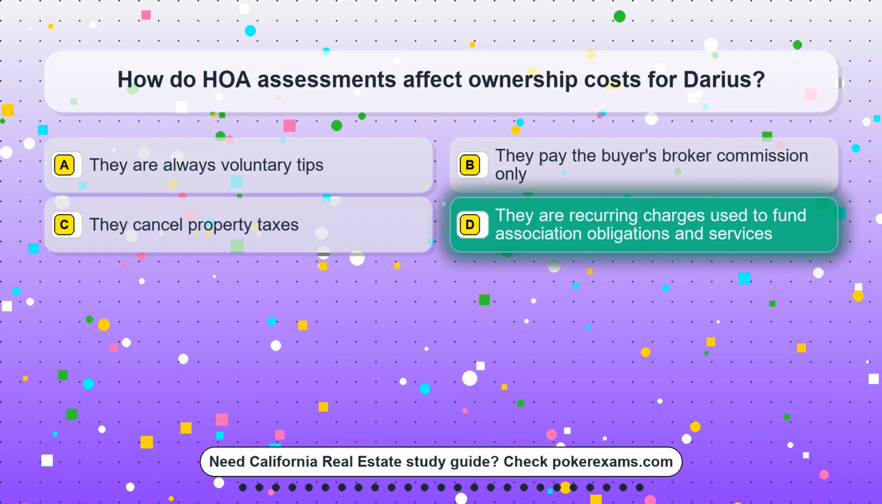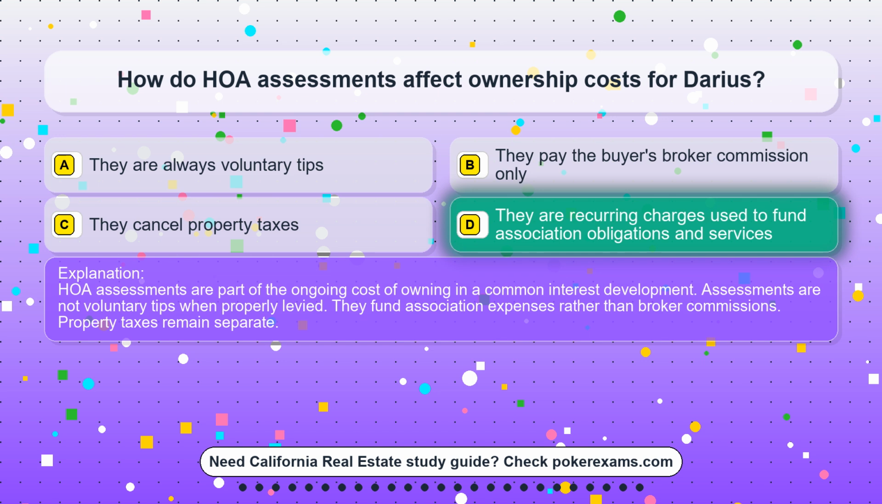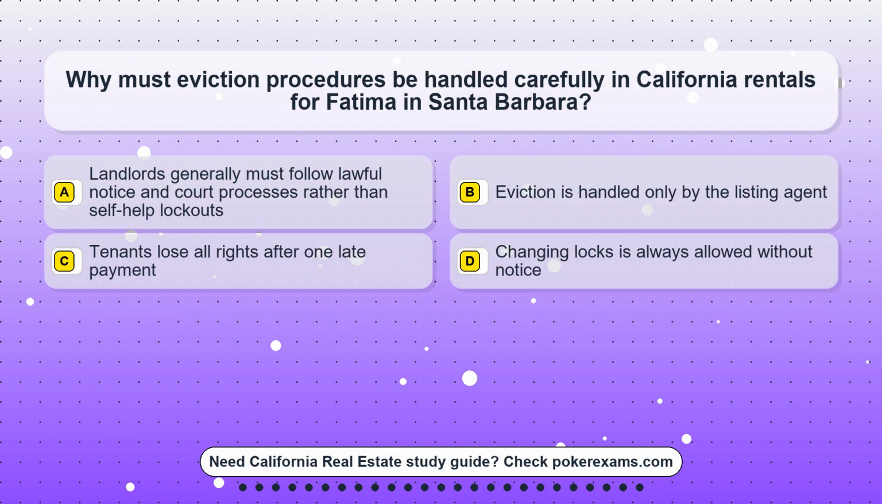The correct answer is option D. They are recurring charges used to fund association obligations and services. HOA assessments are part of the ongoing cost of owning in a common interest development. Assessments are not voluntary tips when properly levied. They fund association expenses rather than broker commissions. Property taxes remain separate.